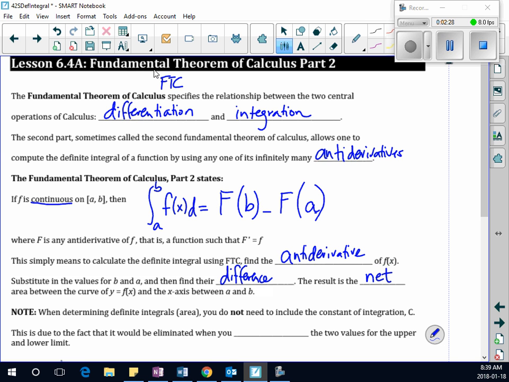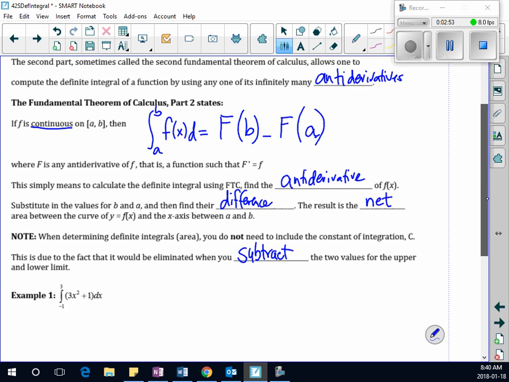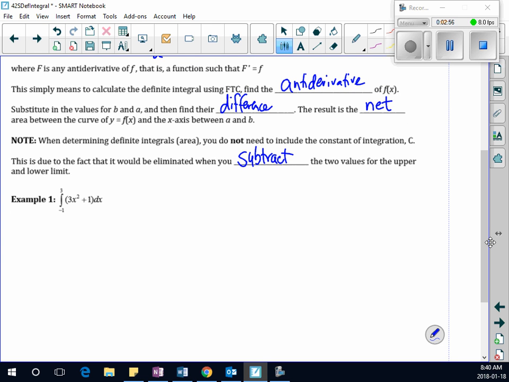Note, when determining definite integral area, you do not need to calculate the constant of integration c. This is due to the fact that it would be eliminated when you subtract the two values for the upper and the lower limit. So I will actually do the first one with the c in it so that you can see the subtraction, but after that, it's not needed to put the c in there at all. It actually distracts away from the question.